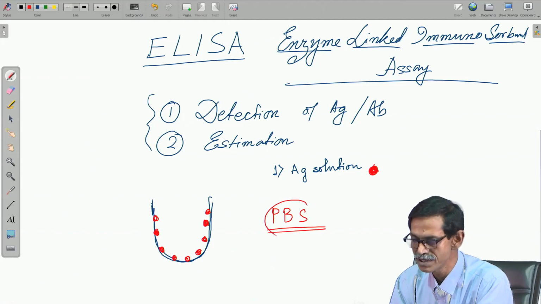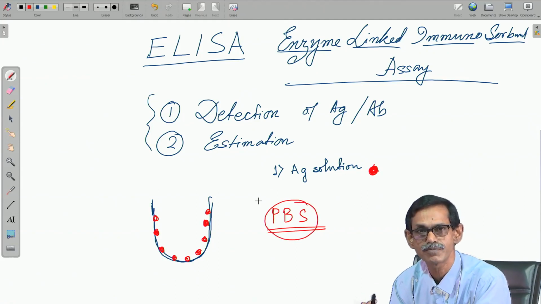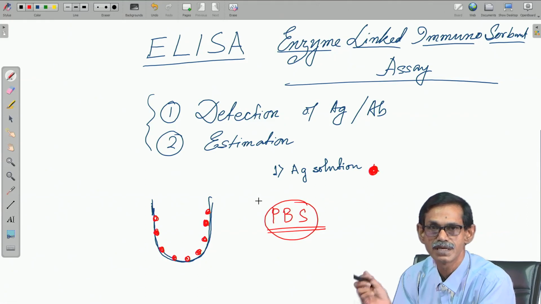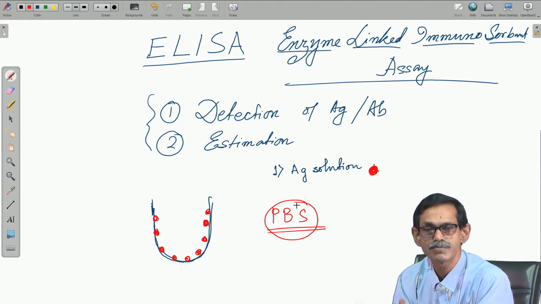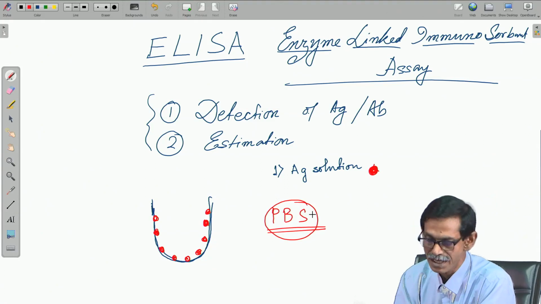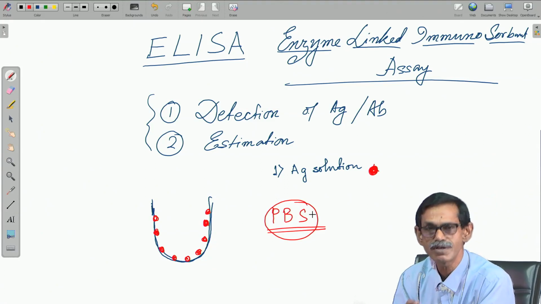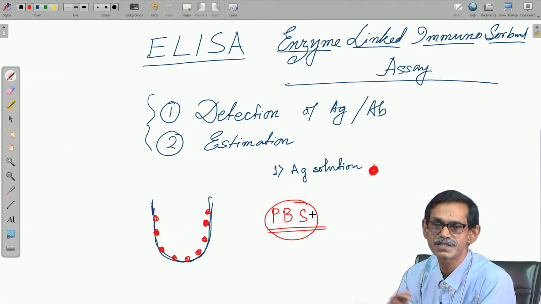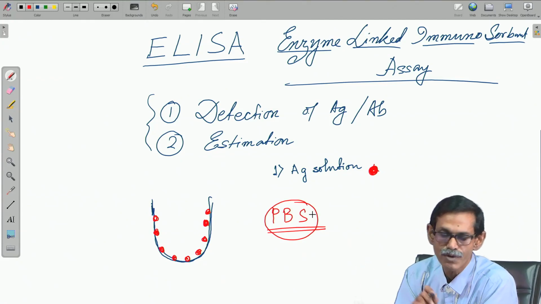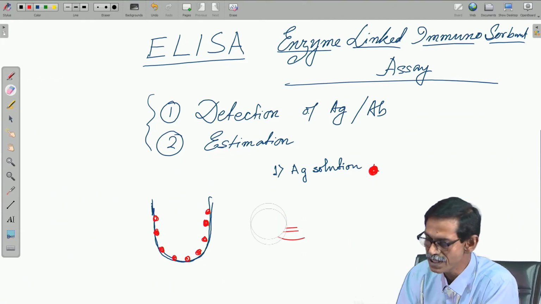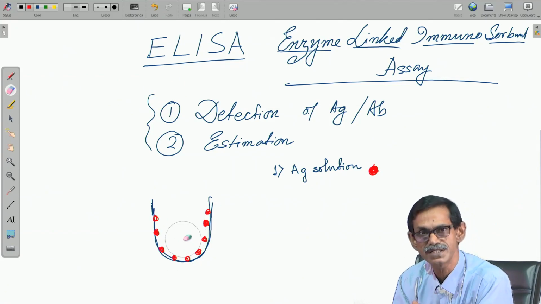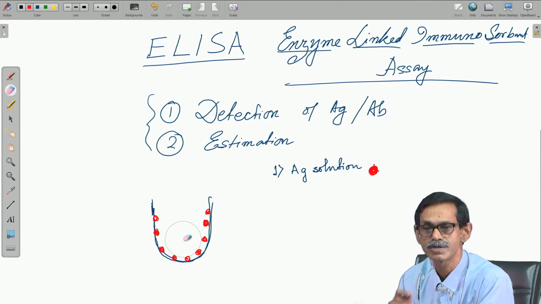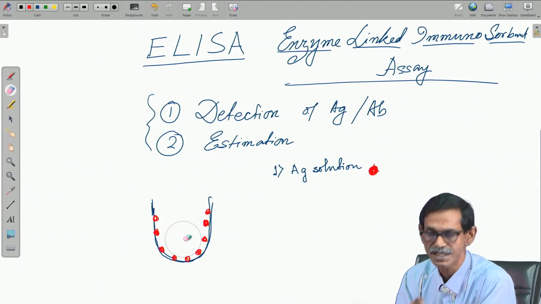You can type PBS and see what the composition is, sodium chloride and phosphate, because it is a saline after all. It is not important here. So we wash with PBS, and all unbound and extra material will be washed out. Now when washing is complete, this is the case. At this stage there are a few things, we call it blocking, which I am not discussing here.